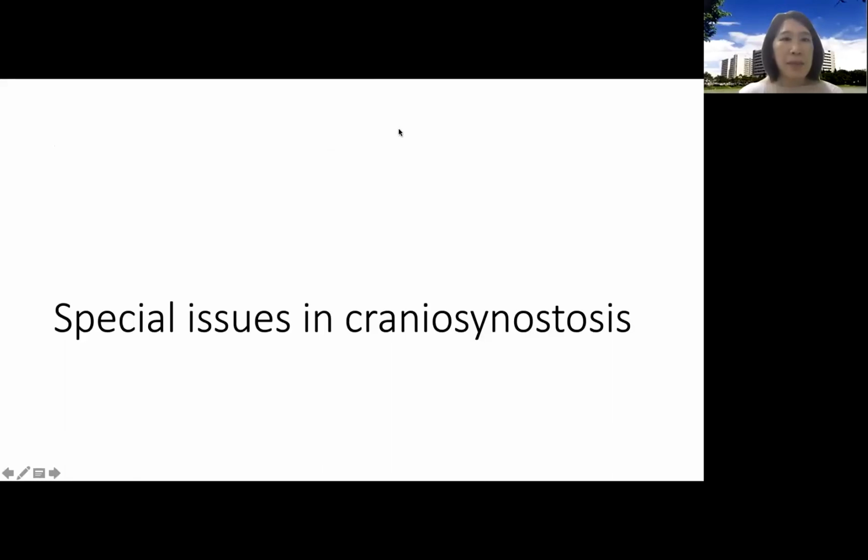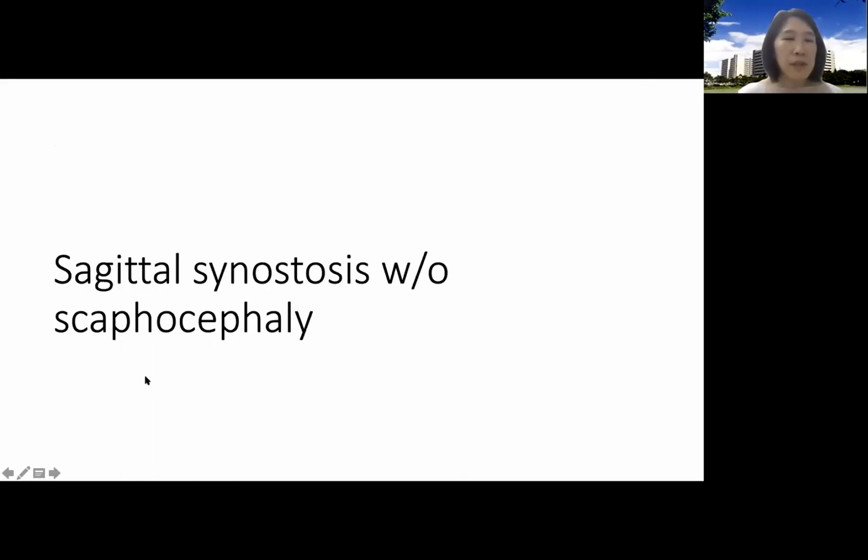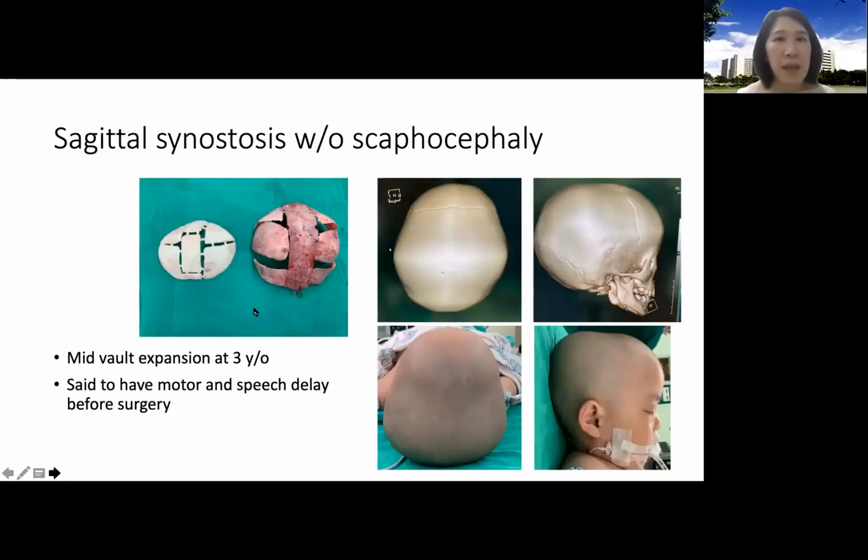So for the last part of my speech, I want to talk about some special issues in craniosynostosis. The first is, I think, an interesting topic, because you always see some patients with a sagittal synostosis but without the scaphocephaly. So how should you deal with this kind of patient? Like this patient I have, he's a sagittal, but he didn't look like a sagittal synostosis because he didn't have a scaphocephaly. Usually this kind of patient comes very late.